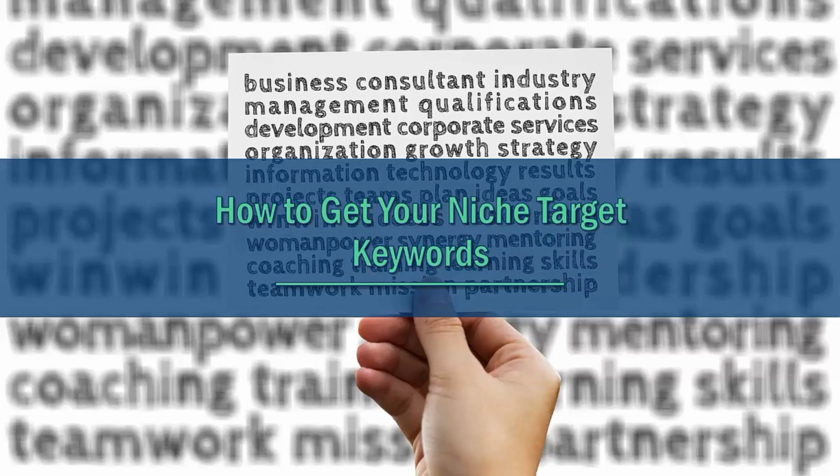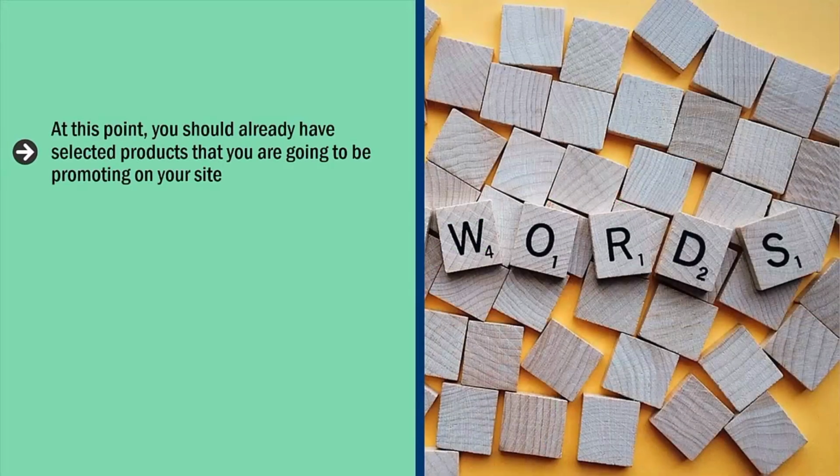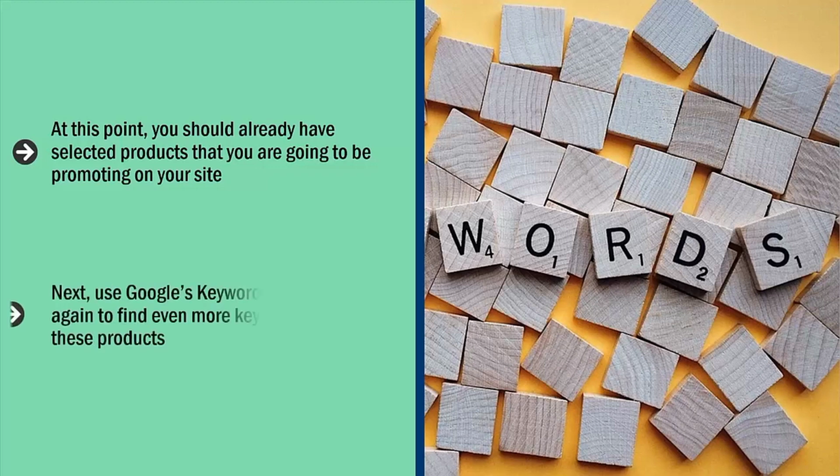How to get your niche target keywords. At this point, you should already have selected products that you are going to be promoting on your site. Your next step is to find websites that promote these products. Look at their meta descriptions. Look at their headings and subheadings and reverse engineer their keyword targets. These pages target certain keywords, so get all those keywords. Next, use Google's Keyword Planner tool again to find even more keywords related to these products. At the end of this process, you should have a long list of pages full of keywords that are related to the products that you are promoting.